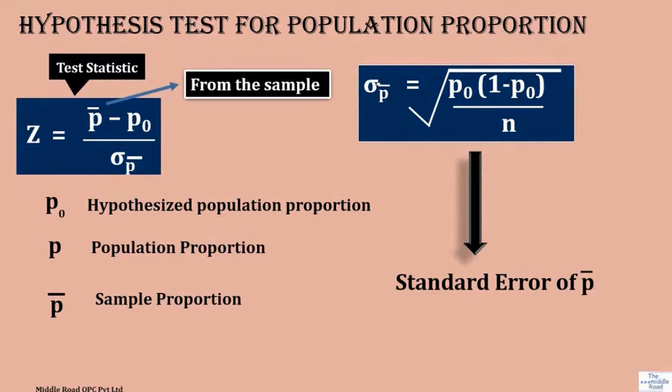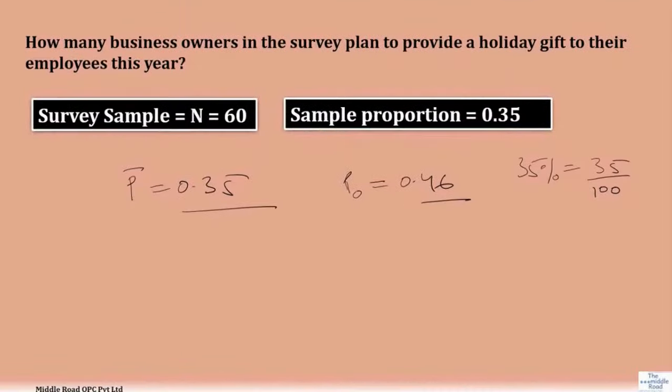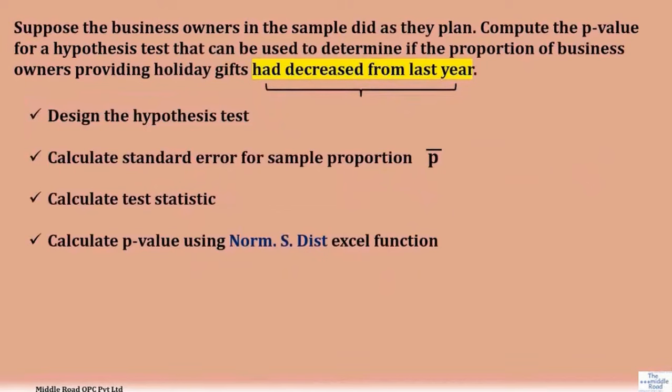When we are looking at the standard error of P bar, consider business owners who want to provide a holiday gift to their employees this year. This year's figure is 0.35. You have the sample as 60. This is the way you will be doing the hypothesis testing. You want to compute the p-value of a hypothesis test that can be used to determine the population proportion of business owners.